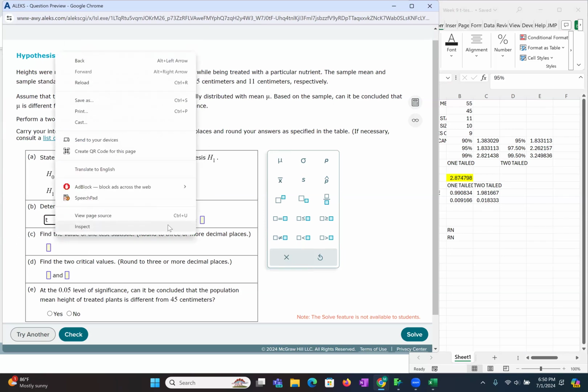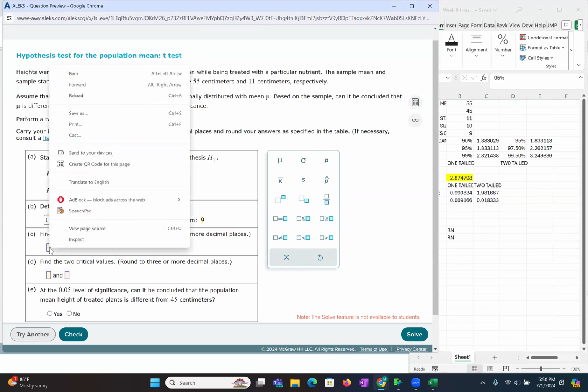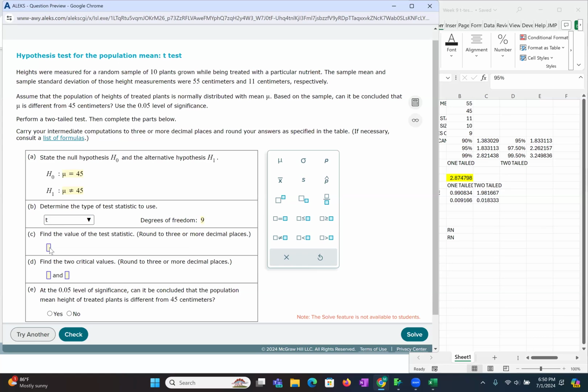T-test. What's the degrees of freedom? 9. The value of the test statistic. $2.875. Yep. The critical values. It's two-tailed. They're looking at 95% significance, so it's got to be the 2.262. So here's my suggestion.